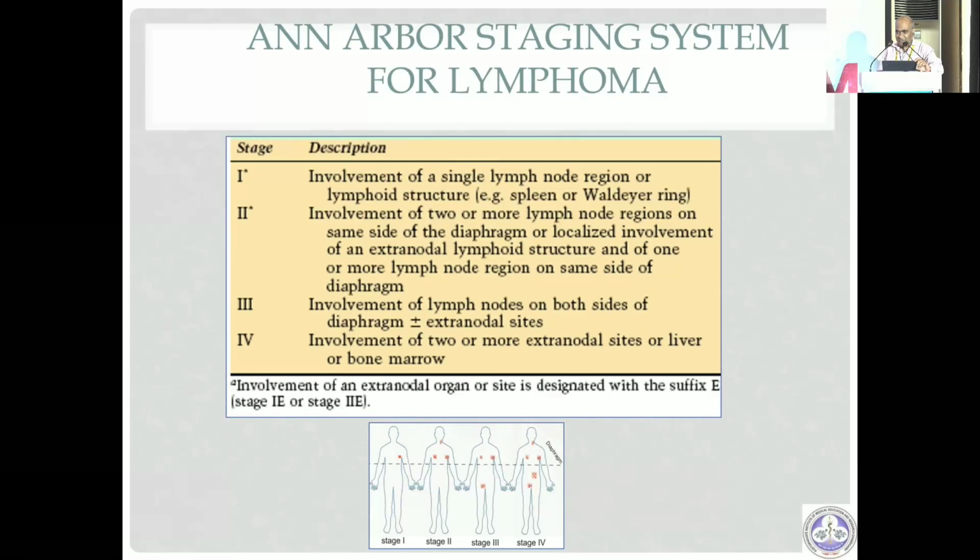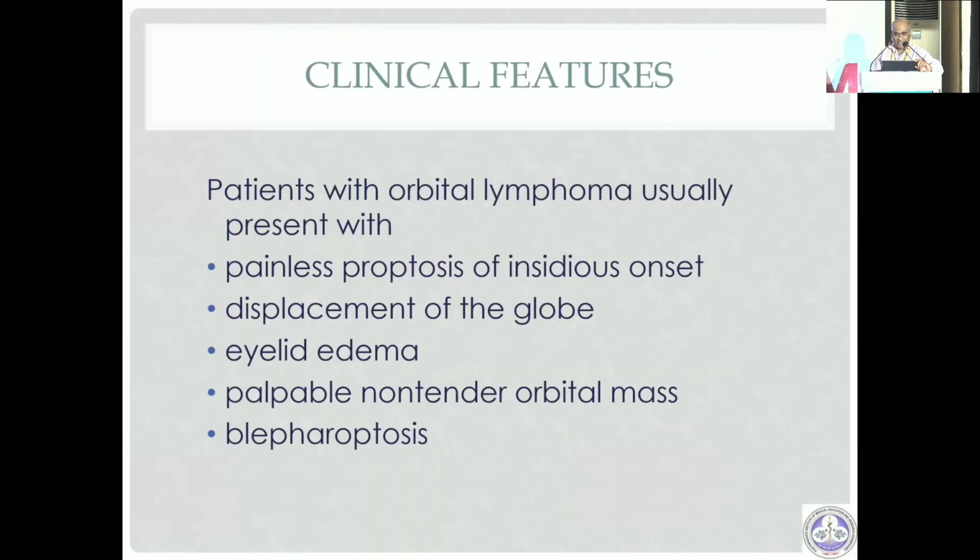Ann Arbor staging, which was initially given for Hodgkin's lymphomas, is applicable to non-Hodgkin's lymphomas as well. And orbit, we understand, is an extranodal site. Patients with orbital lymphoma usually present with a gradually progressive painless proptosis of insidious onset, and the features will depend upon the location of the tumor.